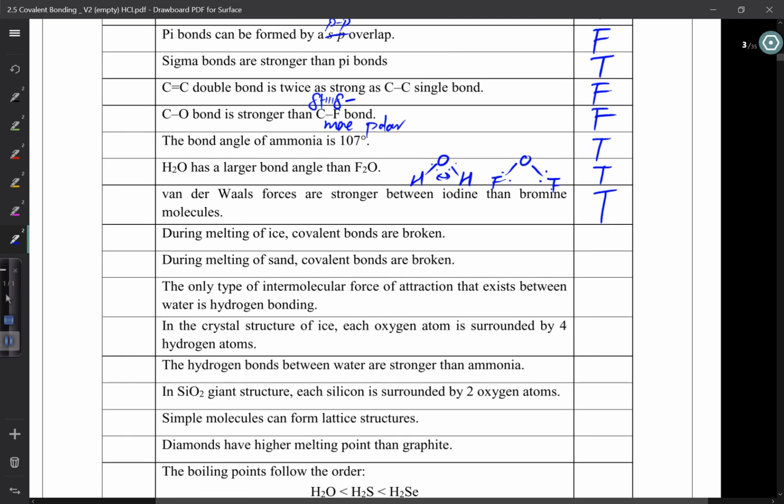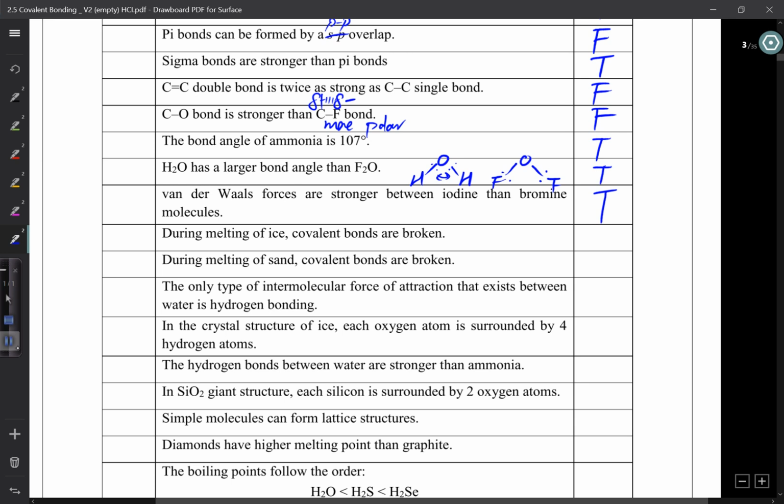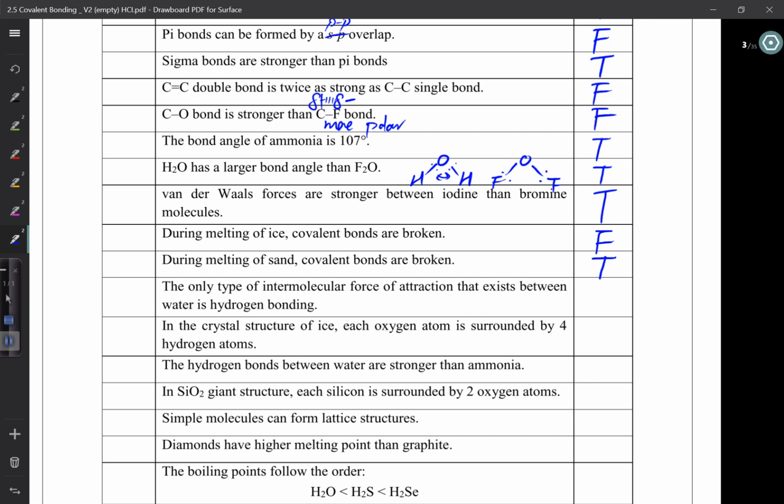Another thing to take note of: between iodine molecules, Van der Waals forces are stronger than bromine, but the covalent bond within iodine, between two iodine atoms, is weaker than that of bromine. So the covalent bond strength has nothing to do with the Van der Waals force. Alright. During melting of ice, covalent bonds are broken. False. So what bonds are broken? Hydrogen bonds. During melting of sand, covalent bonds are broken. True. Because sand adopts a giant molecular structure, which means you have to break the covalent bonds.